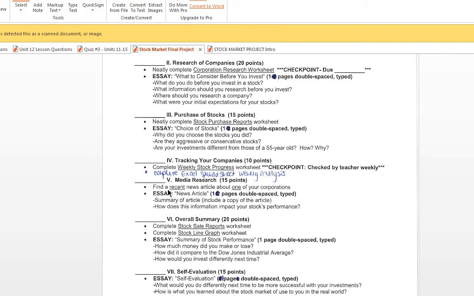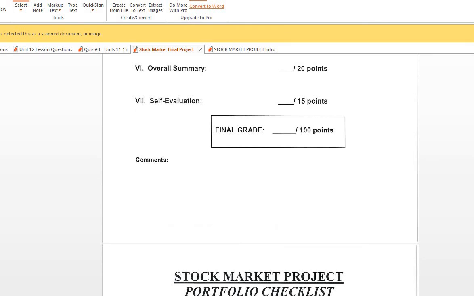At some point in this project, you're going to have to write an essay on a news article that you found regarding one of your corporations that you chose to purchase. You need to summarize that article and how it impacts your stock's performance. Like what happened in the news with that particular company, and how did that news impact your stock's performance? I scrolled way too far.